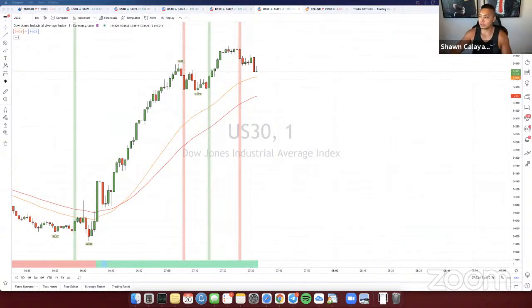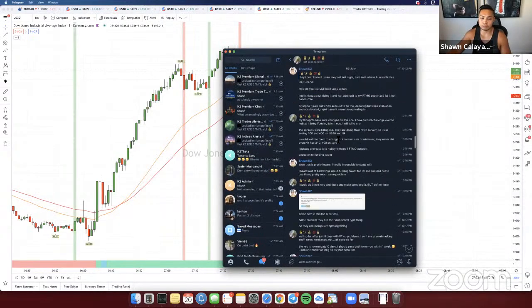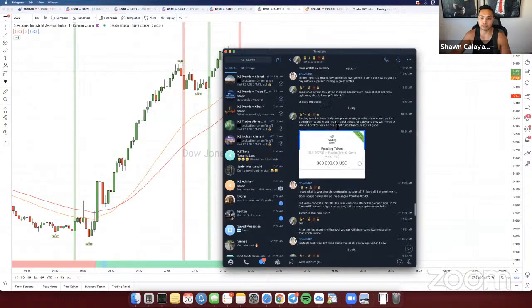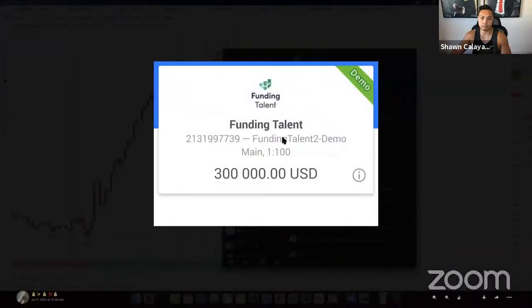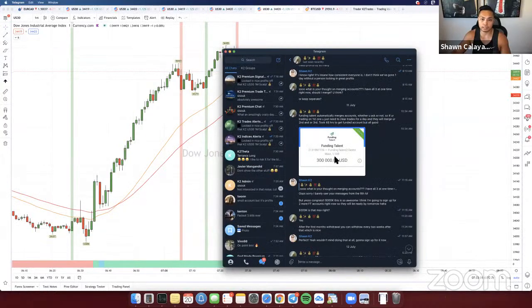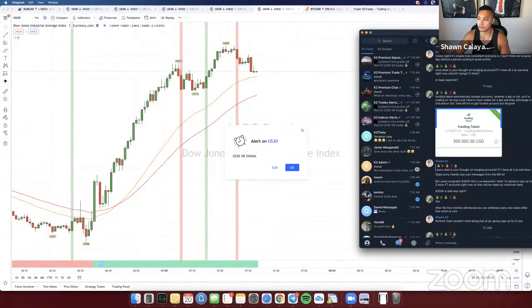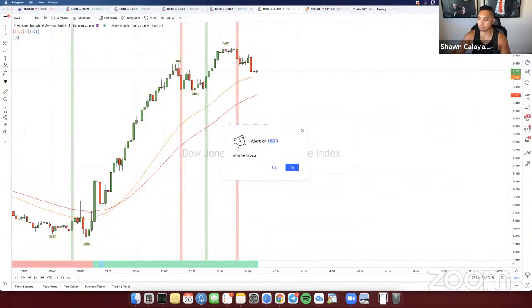So she stopped using MFF, and then she went over to Funding Talent. And as you can see right here, she has a 300K funded account with Funding Talent. You can't get a 300K unless you're funded. That's why I started my Funding Talent as well. I don't like Funding Talent, but I'm winning so much on FTMO.